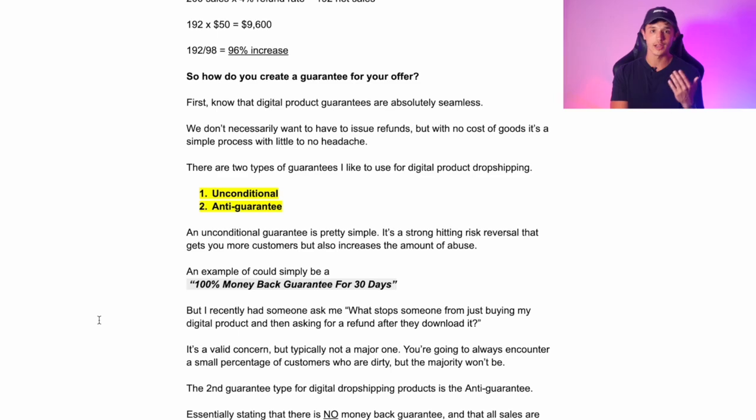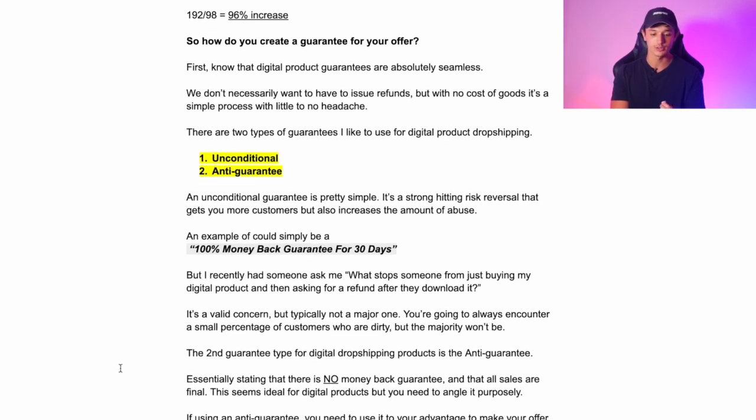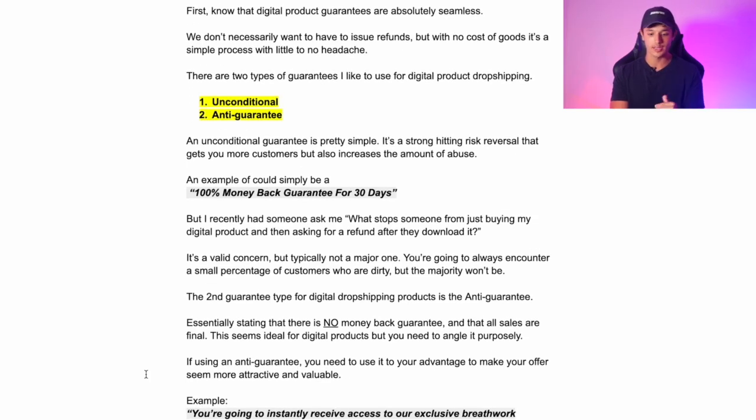Another way you can avoid that is by using a second type of guarantee. And this is pretty much the complete opposite of an unconditional guarantee, which is the anti-guarantee. Essentially, an anti-guarantee states that there is no money back guarantee and that all sales are final.